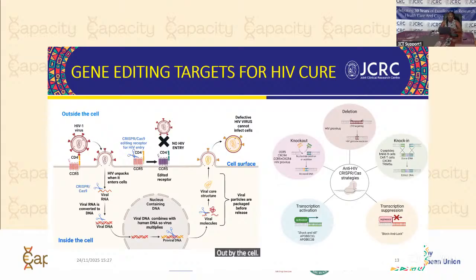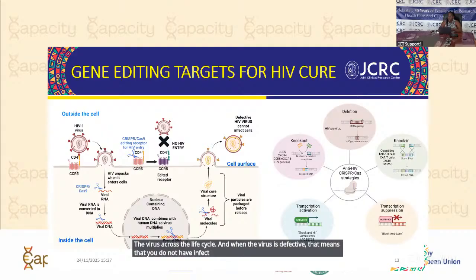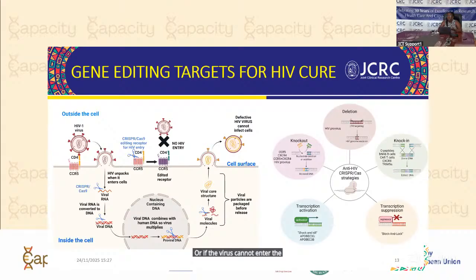So this CRISPR-Cas9 can be used to cut the virus across the life cycle. And when the virus is defective, that means that you do not have infection. It cannot infect the next cells. Or if the virus cannot enter the cell, then viral replication cannot happen, and therefore you've cured HIV. So CRISPR can also be used to knock out the CCR5 co-receptor. It can be used to delete parts of the viral genome.